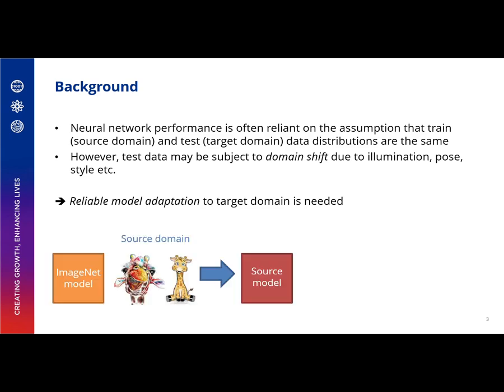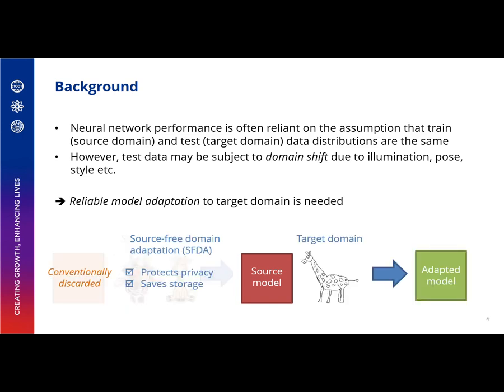In this paper, we work with the source-free adaptation pipeline. Firstly, a source model is obtained by fine-tuning a pre-trained network, such as an ImageNet model, on the source domain. After that, the source data is no longer accessible, and the source model is further adapted on an unlabeled target domain. This setting helps to protect source domain privacy and save on data storage. Conventionally, the pre-trained model is discarded.